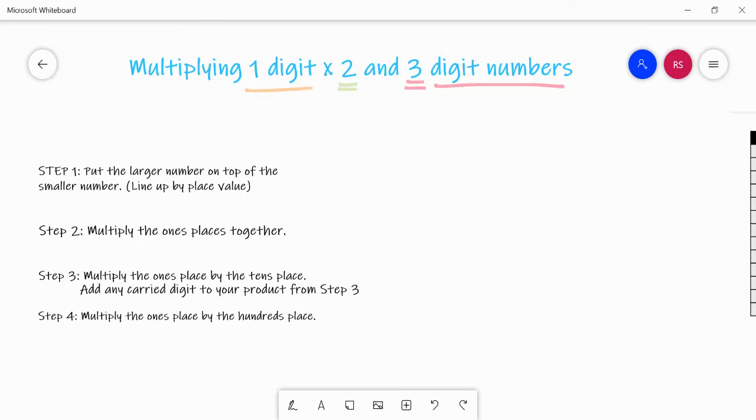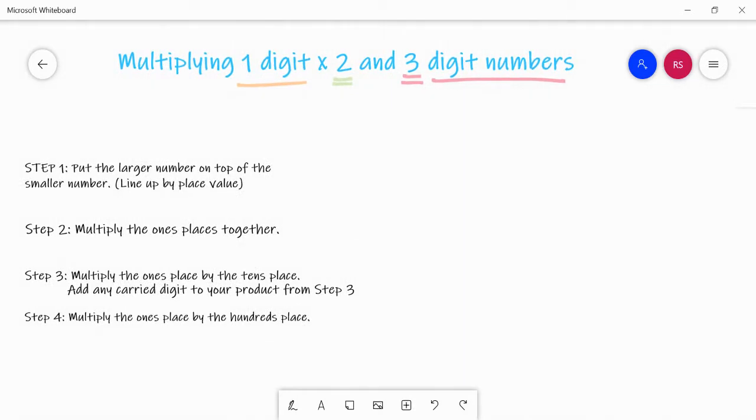So we're going to be talking about multiplying one-digit numbers by 2- and 3-digit numbers. This is kind of a review lesson, but we are going to walk through the steps, making sure that we understand each step, why we do each step, and then we're going to do some practice problems together, okay?